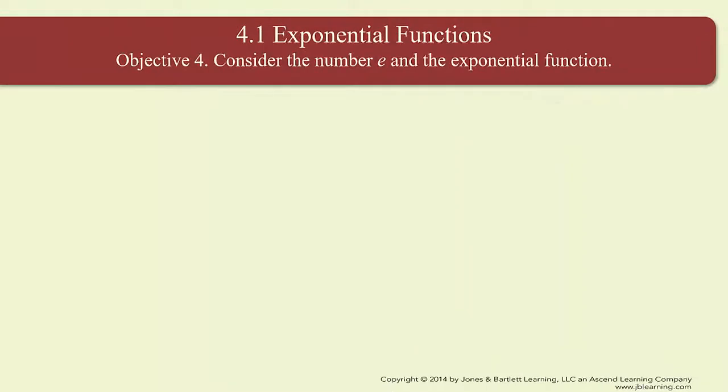All right, now it's time that we look at a very famous irrational number, and that number is e. And this is technically how e is defined. e equals the limit as k goes to infinity of (1 plus 1 over k) raised to the k power. That is the definition for e.